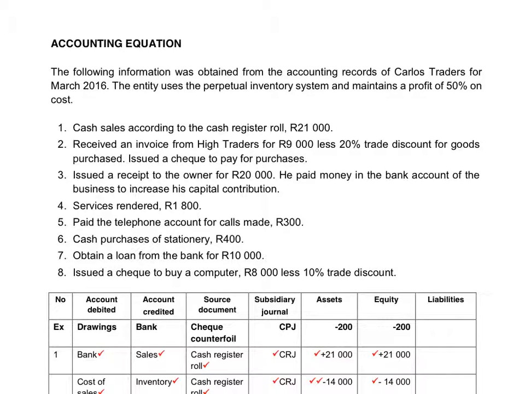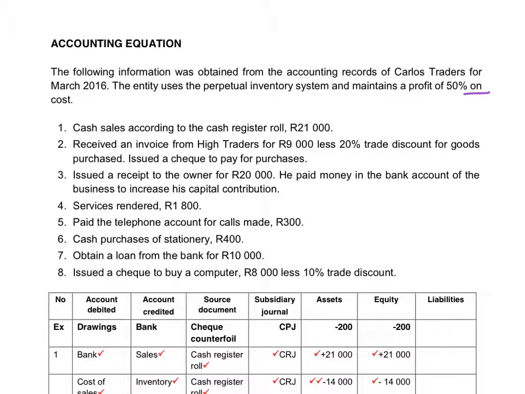Good morning. We will pay attention to the accounting equation today. We use the perpetual inventory system. That means every time inventory is purchased or sold, it will be recorded in the inventory account. A profit of 50% on cost price is maintained. That means if it's on cost price, the profit equals 50%.